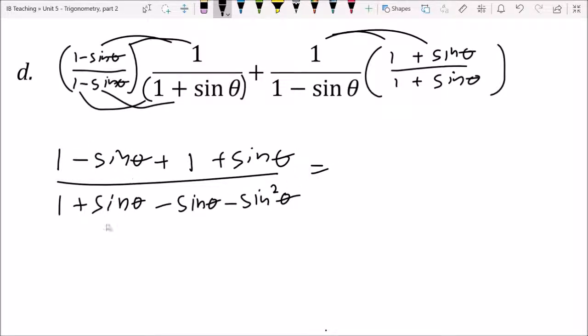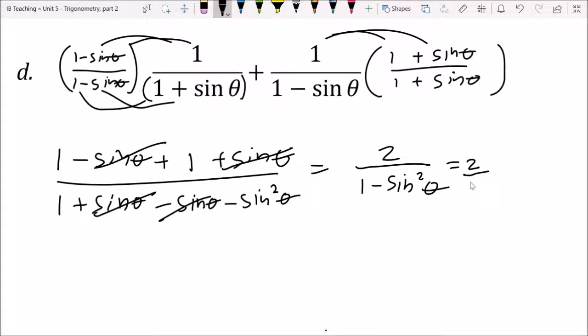Looks like we have plus sine and minus sine here, so those go away. Minus sine and plus sine here, so those go away. 1 plus 1 is 2. And I have 1 minus sine squared theta. Going back to the Pythagorean identities, 1 minus sine squared theta is cosine squared, so we get 2 over cosine squared theta. And we can actually go a little bit further, because remember what 1 over cosine was? If 1 over cosine was secant, this then is 2 secant squared theta.